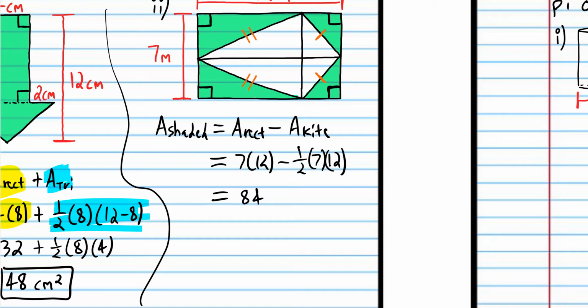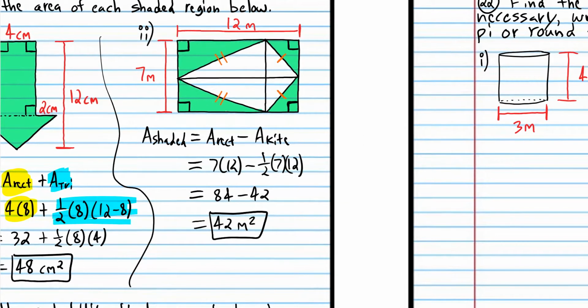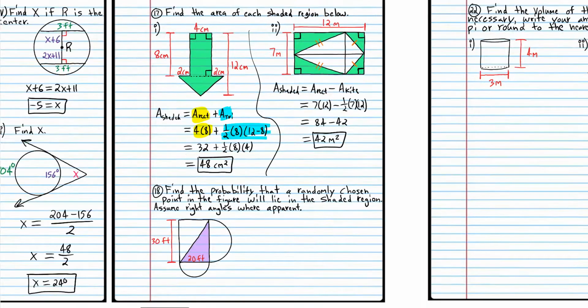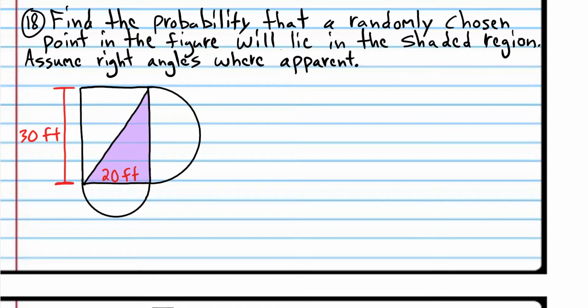So we have 84 minus 42, which is 42 square meters. Again, be sure to write square meters because we're finding area. So that's a measure of the area in the green shaded region. If you got that one right, good job. Go ahead and try number 18. When you come back, we'll do it together.